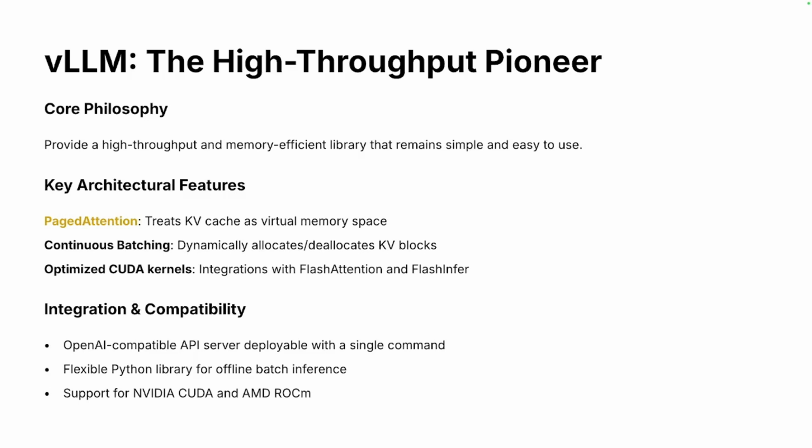What's especially compelling here is how easy it is to use vLLM. It supports an OpenAI compatible API, which means you can spin up a serving endpoint with just one command. Plus, it offers a flexible Python library for offline batch inference and supports both NVIDIA CUDA and AMD ROCm, making it versatile across different hardware platforms. Also, you can use it on AWS Trainium as well. So overall, vLLM brings cutting-edge performance and also practical usability.